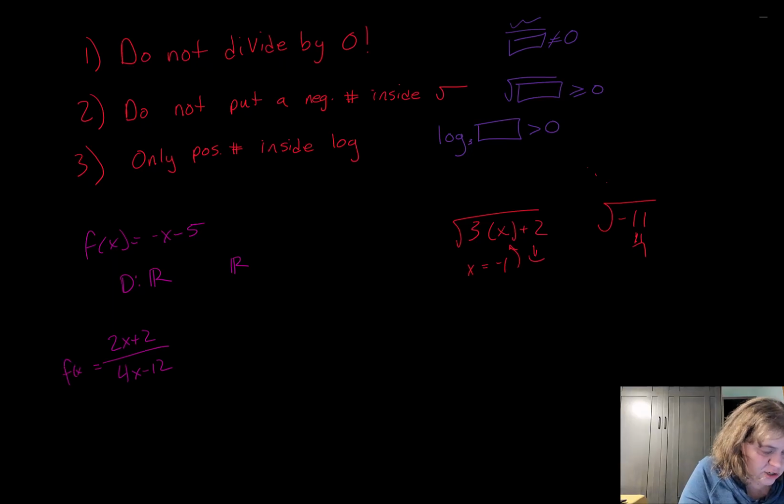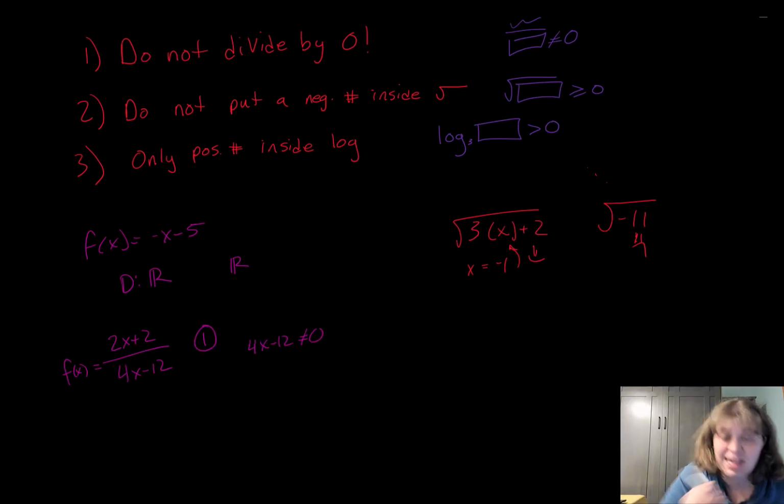Next up, we've got 2x plus 2 divided by 4x minus 12. So we have a new function. Usually we would give the new function a new name. This one, I can break rule number 1. There is a possible break here. So I'm going to take this denominator, 4x minus 12. I'm going to say that can't equal 0, because then that breaks math. So that would give me 4x can't equal 12. Therefore, x can't equal 3.